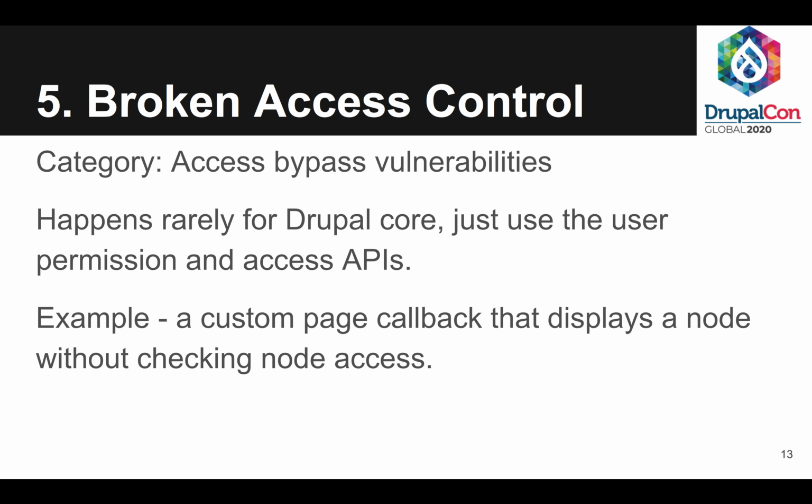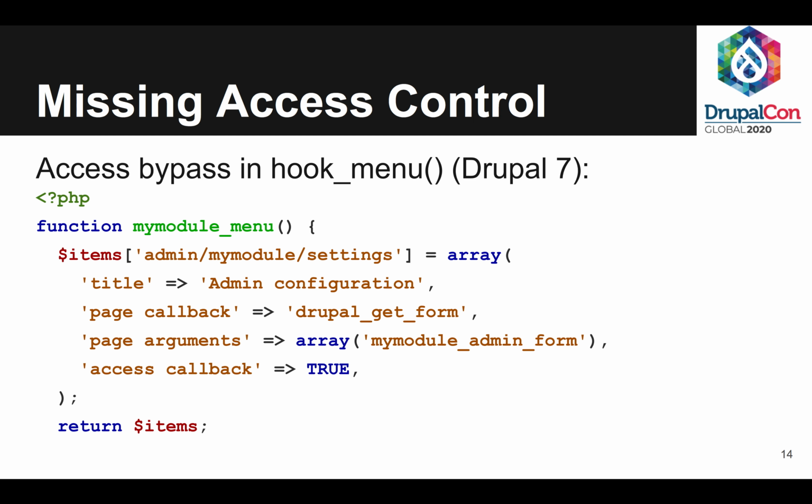An example of such a thing is a custom page callback that displays a node without checking any node access, right? So basically anyone who knows how to navigate to this path might be able to display any content on your system without being logged in, or by bypassing any kind of node access or restrictions on unpublished content. Worse, of course, would be if there was an administrative form that allowed anyone on the internet to change some administrative settings on your site. And again, this is surprisingly common, especially in custom code.